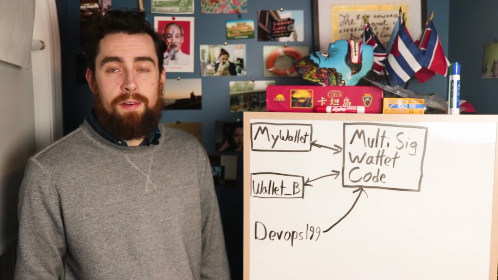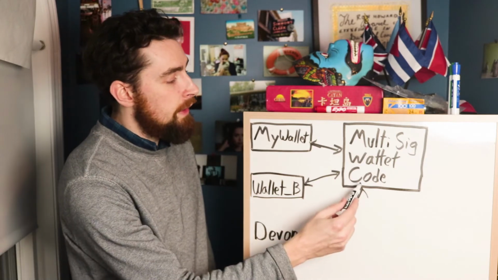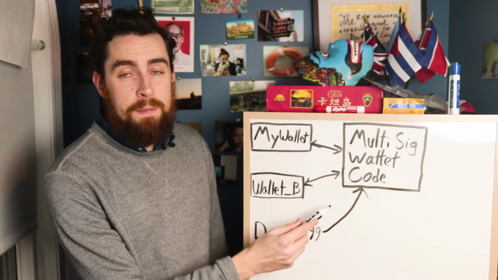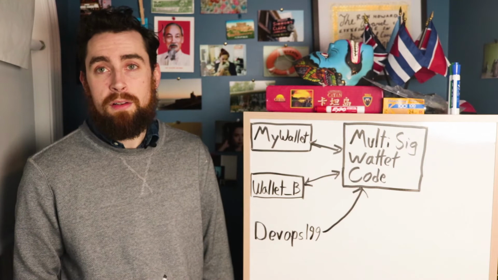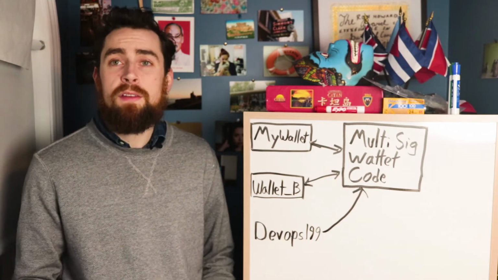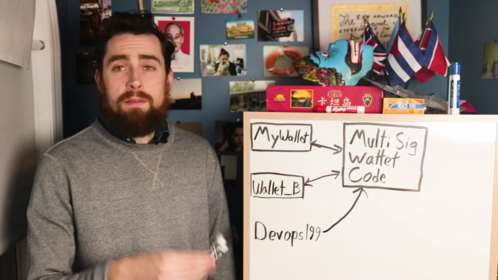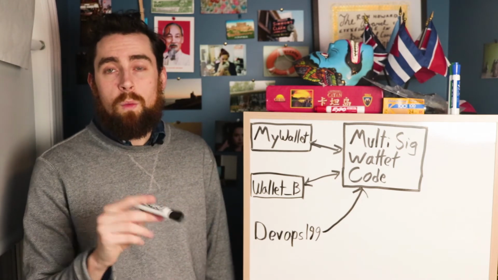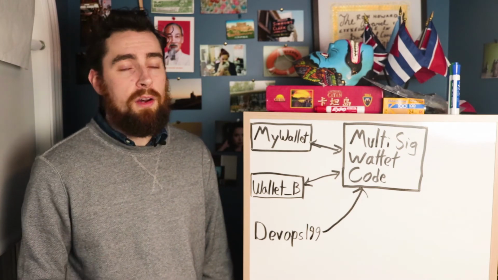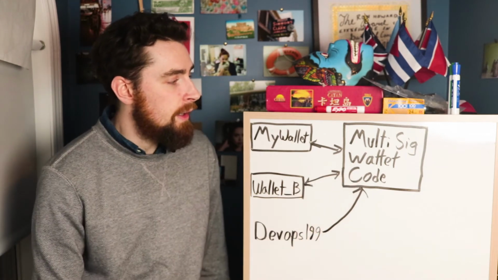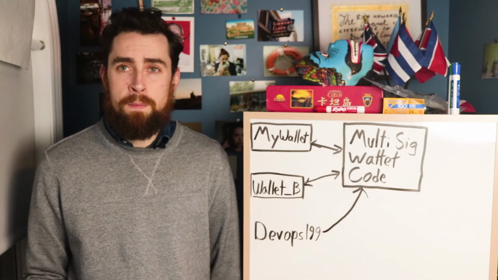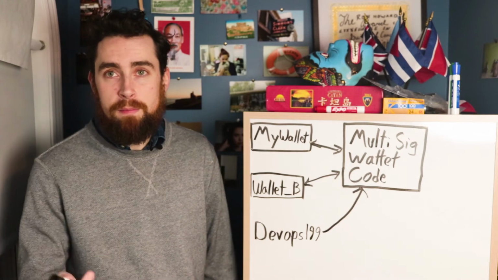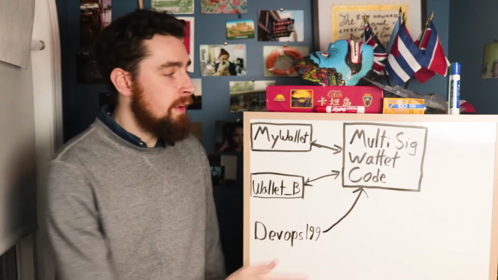And by doing so, he made himself the owner of the library itself, rather than his own personal multisig wallet. So obviously this isn't supposed to happen. Everything would have been okay if he had just left it at that. But what he did next was call the kill function on the multisig wallet code. And the kill function does basically what it sounds like.